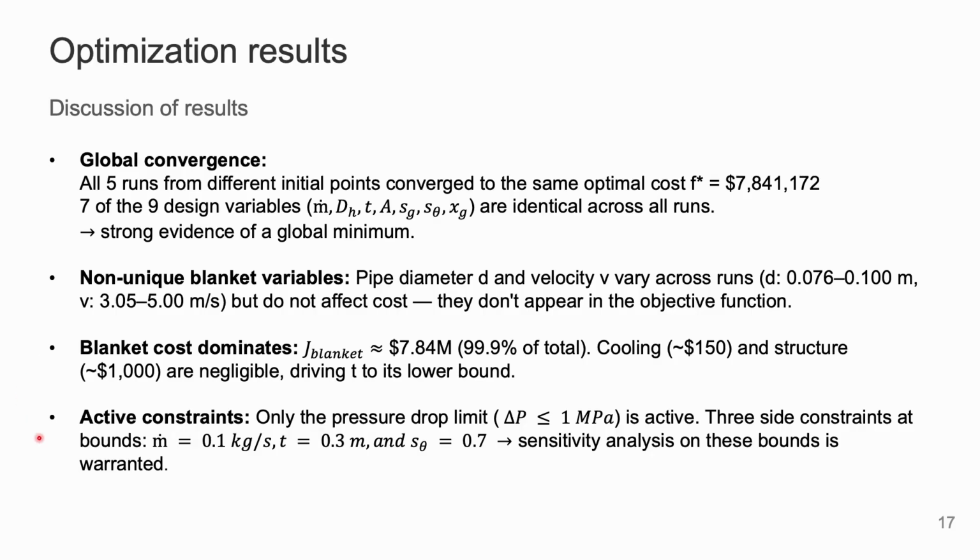And finally, only the pressure drop constraint is active along with 3 side constraints at their bounds: mass flow rate, thickness, and theta scale. This suggests that relaxing these bounds could further reduce cost, which motivates the sensitivity analysis.